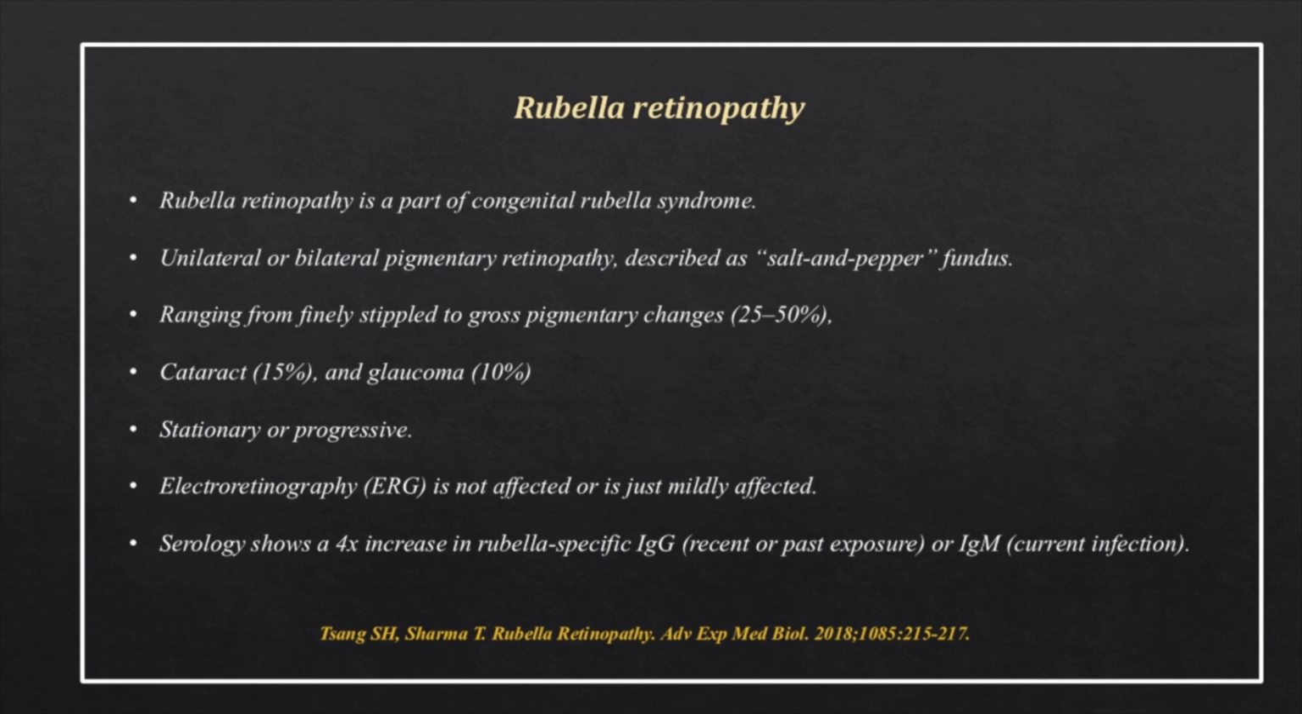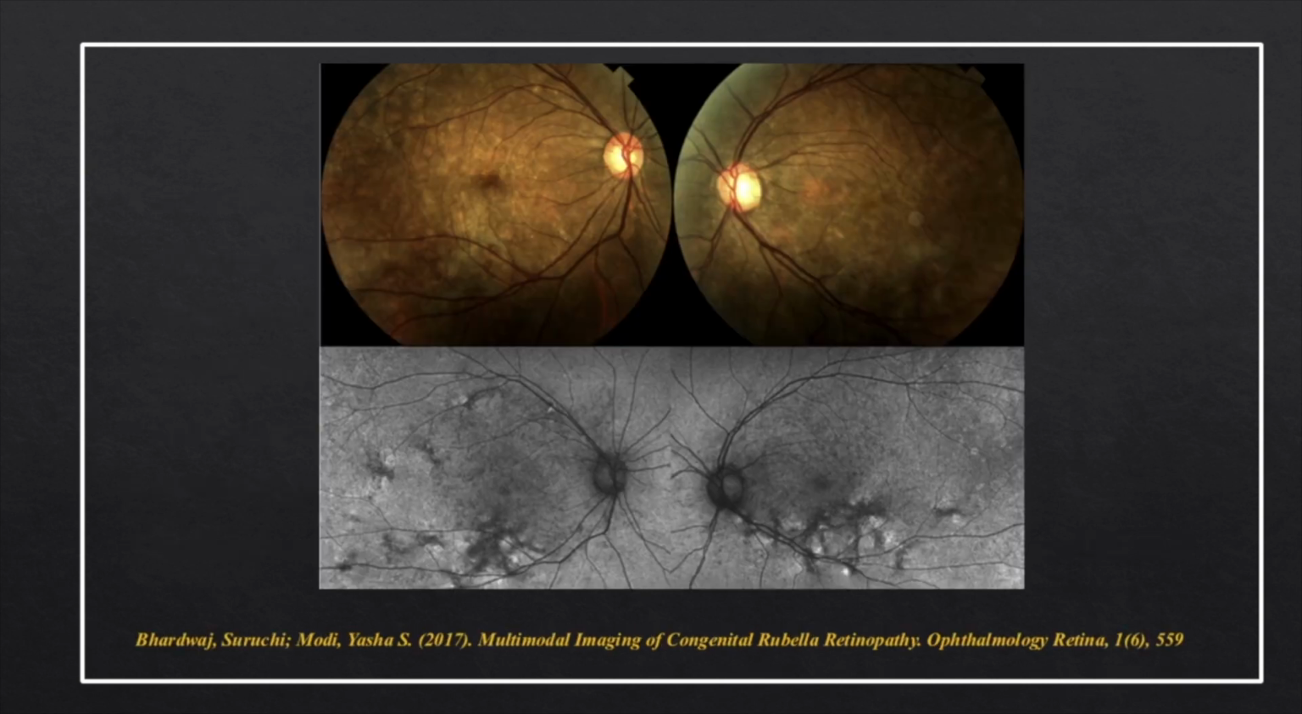But in the eye, it could be unilateral or bilateral pigmentary retinopathy described as salt and pepper fundus, ranging from a finely stippled to gross pigmentary changes, cataract and glaucoma, and can be either stationary or progressive. What we have already discussed is that the ERG is not affected or is just mildly affected, and serology should show a 4 times increase in the IgG or the IgM. This is the classical picture of rubella retinopathy showing stippled hyperpigmentation in the fundus corresponding to hyper autofluorescence.